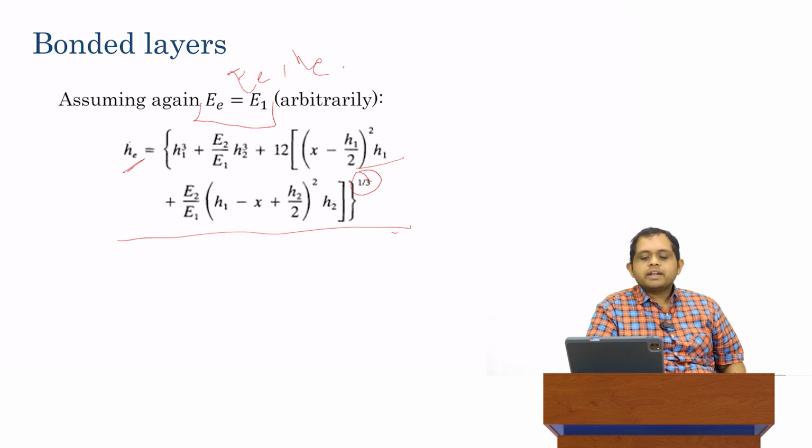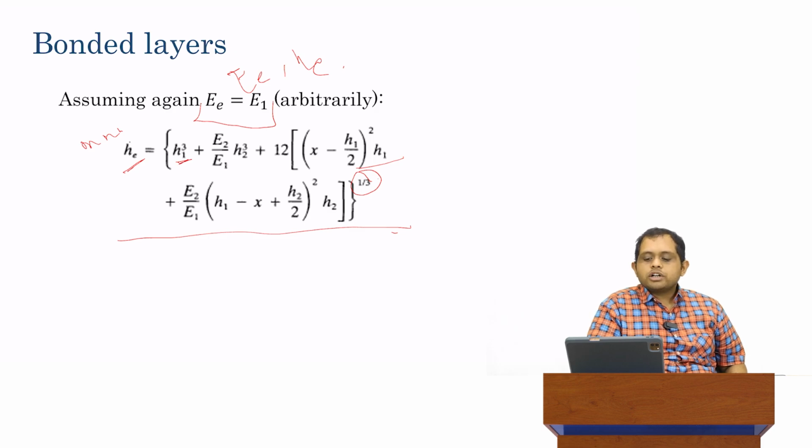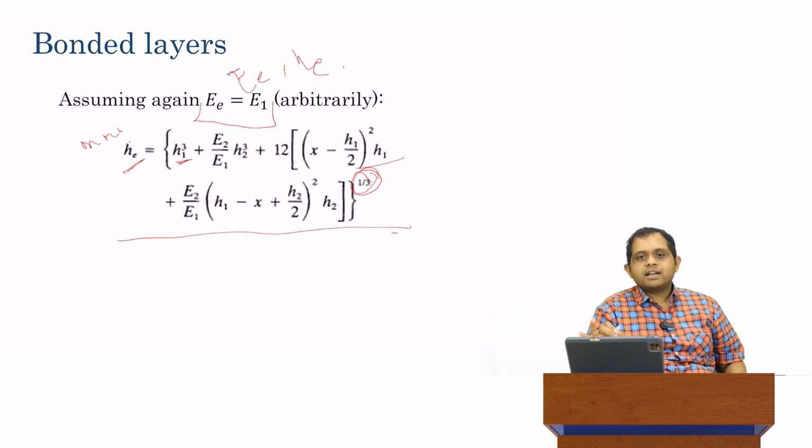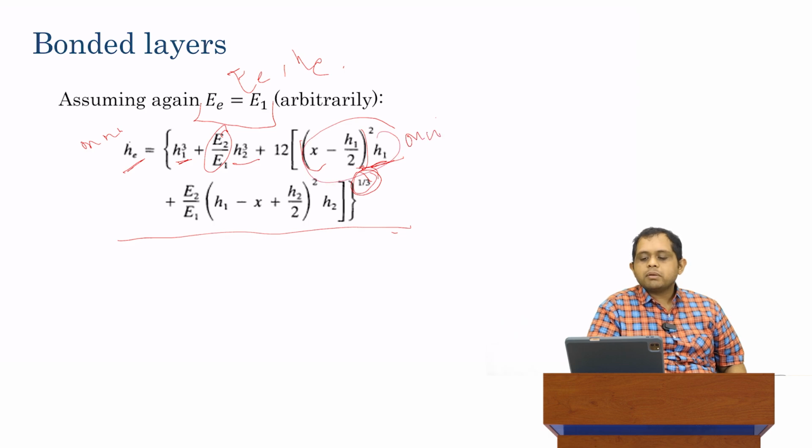So HE is going to be in mm. This term H1 cube is going to be in cubic mm, but you're going to take a cube root of it. So the final answer is going to come in mm. E2 over E1 is a ratio. There are no units. H2 cube, again, H2 cube root is going to give you mm. 12 is just a number. So x minus H1 over 2 squared is in square millimeter, but it's being multiplied by H1, which is in millimeter. So this term is going to be in cubic mm. When you take the cube root, it's going to come out in mm.